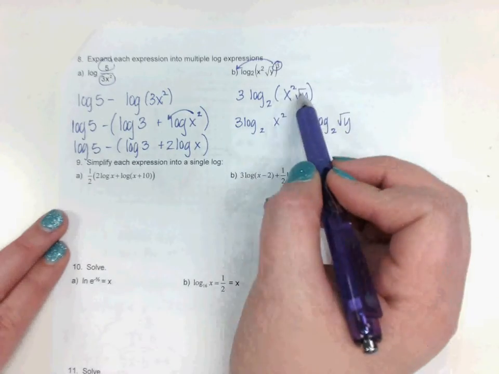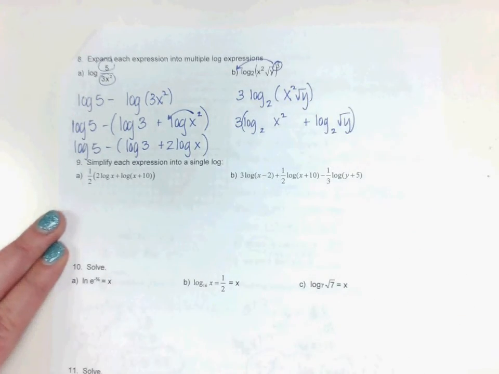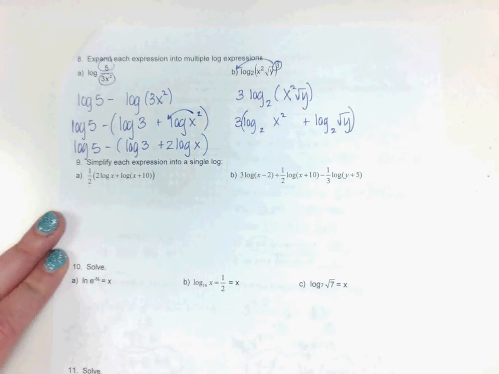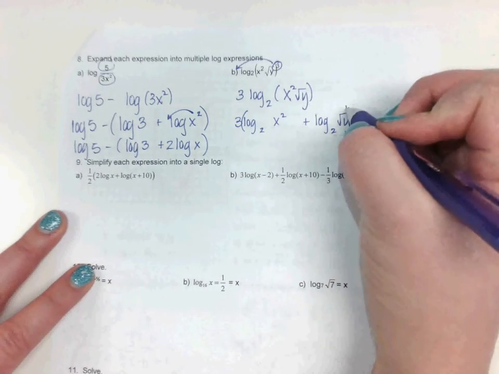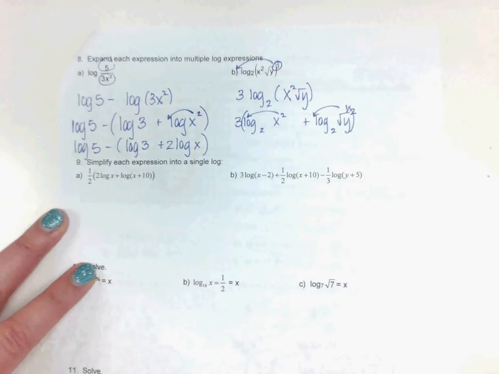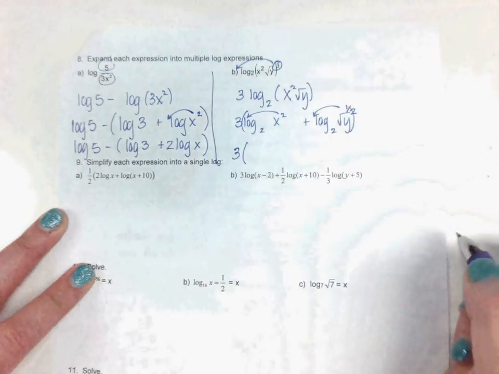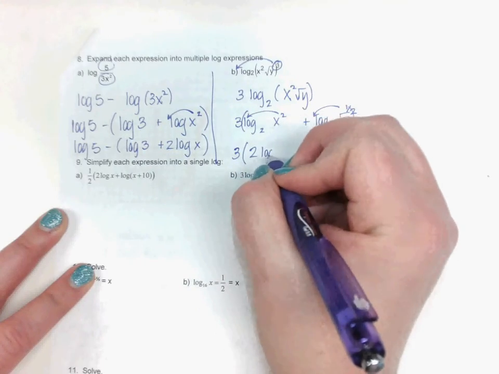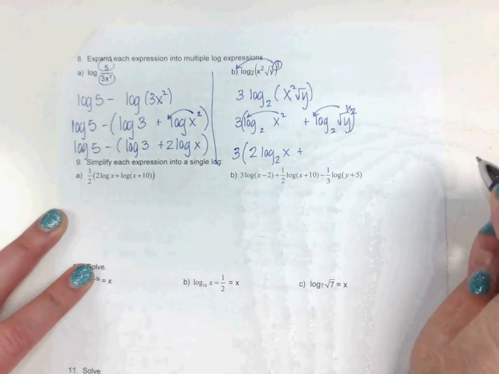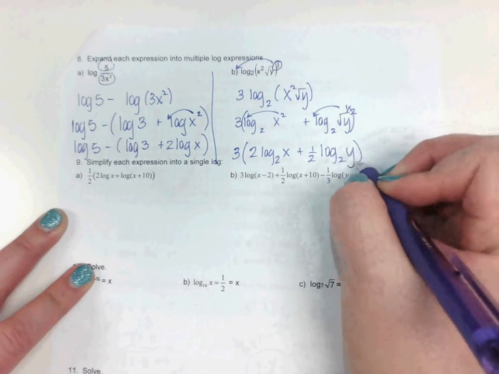Parentheses. These guys were sharing the 3. They got to still be sharing the 3. Okay, then my last step is to move exponents down. What exponent do I use for a square root? That's really a 1/2. And then I'll drop it down. So I'll have 3 parentheses 2 log 2 of x plus 1/2 log 2 of y.